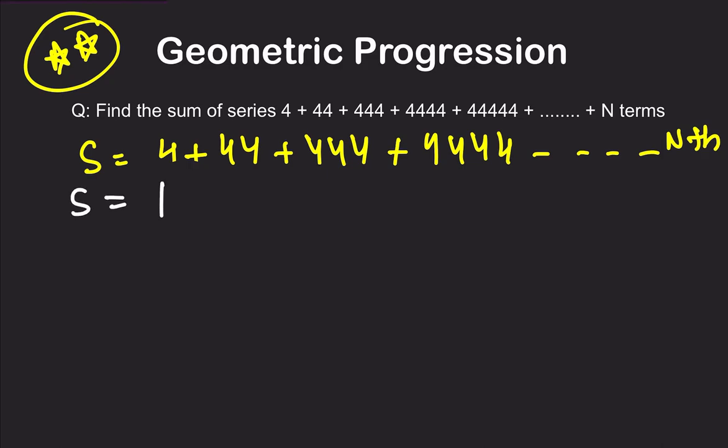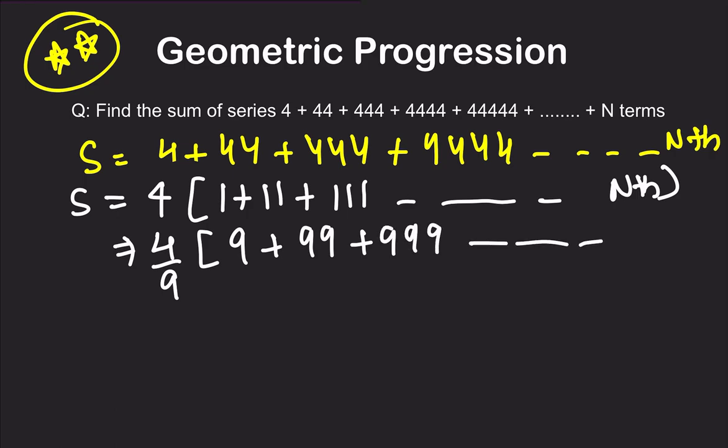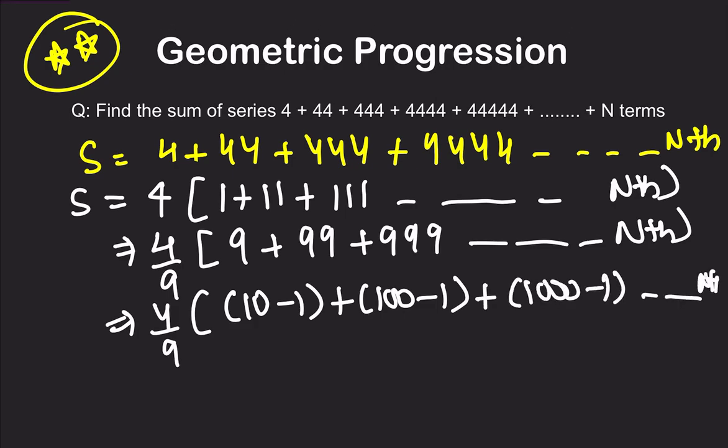The solution is to take 4 common: 1 plus 11 plus 111, and so on, up to n terms. Now multiply and divide by 9. So we get 9, 99, 999, and so on till the nth term. Now 4 by 9. How will you write 9? 10 minus 1. 99 is 100 minus 1. 999 is 1000 minus 1, and so on to the nth term.